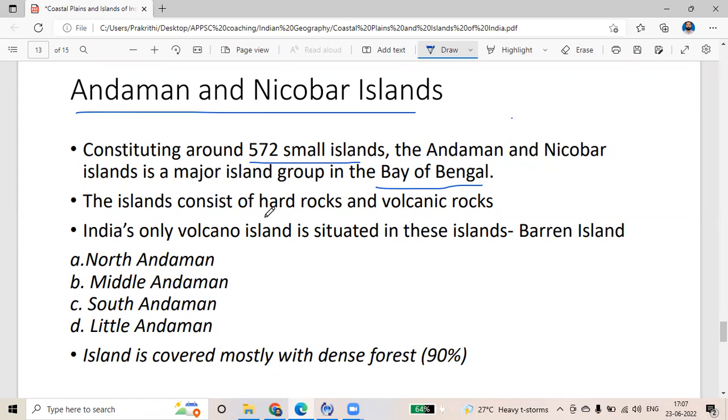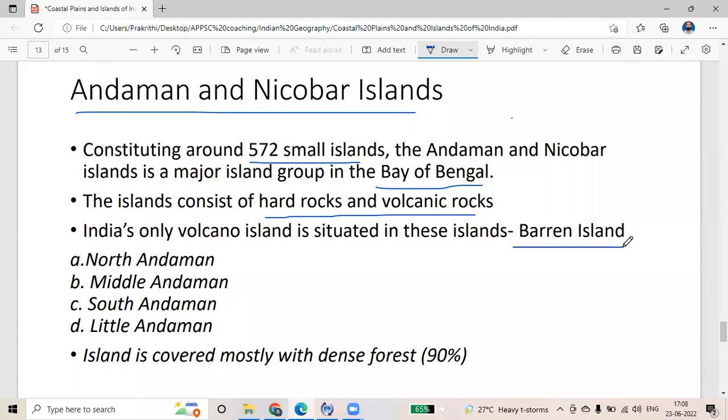It consists of hard rocks and volcanic rock. I said this is of volcanic origin, these islands, so volcanic rock or hard rock mostly. Igneous and metamorphic rocks are common in this island area, and it is divided into four: North Andaman, Middle Andaman, South Andaman and Little Andaman. One point you have to note is Barren Island, which is the only volcanic island in India.